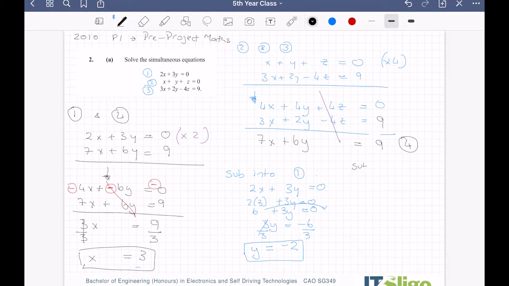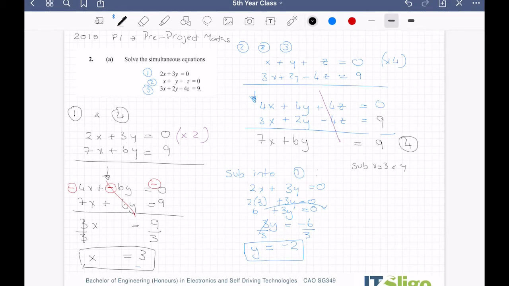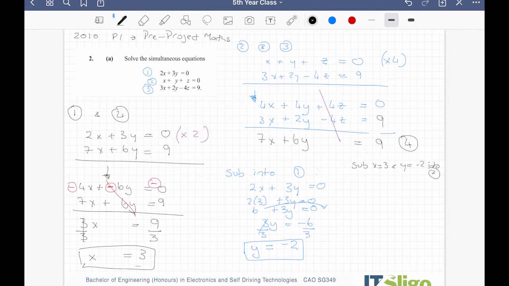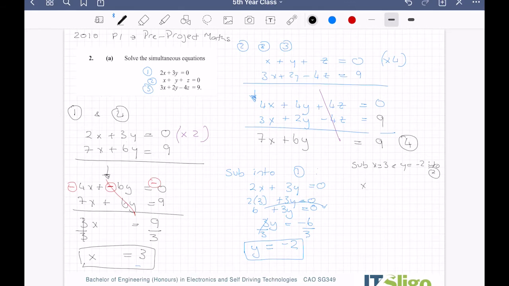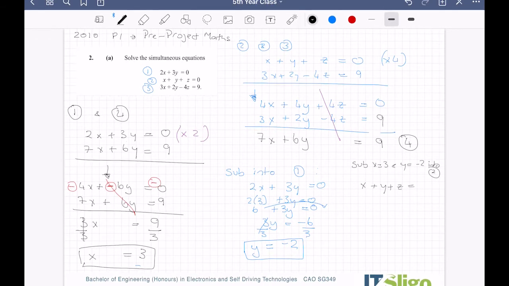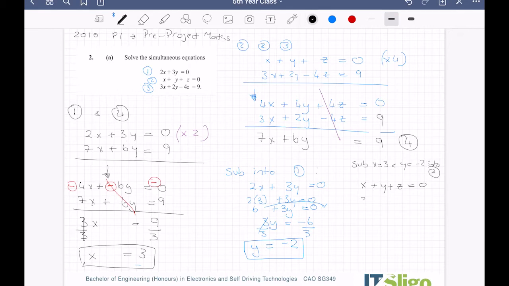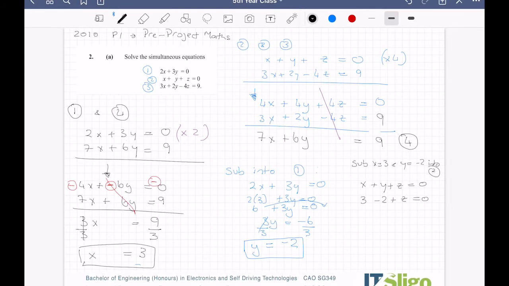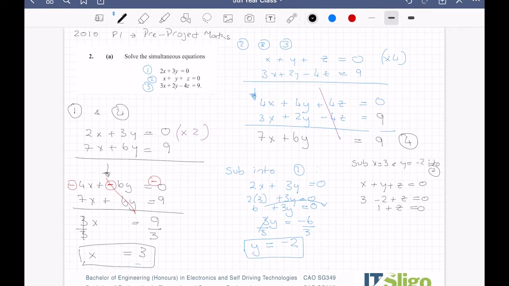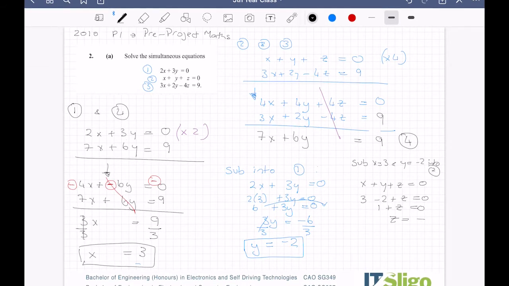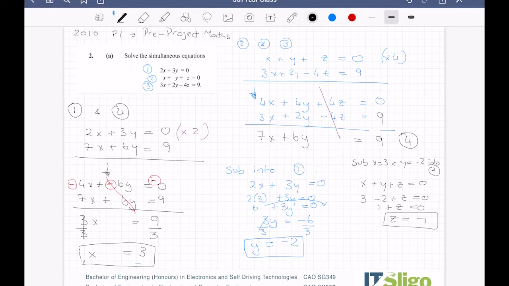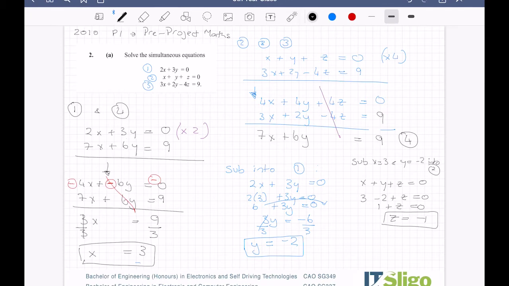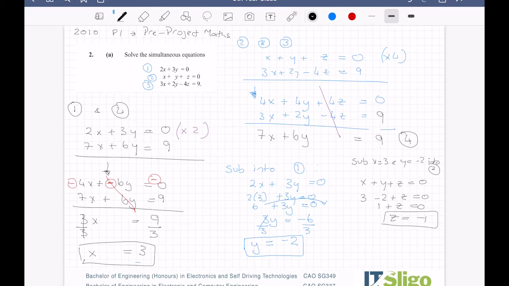So sub x is equal to 3 and y is equal to minus 2 into equation 2. Equation 2 is x plus y plus z is equal to 0. So I have 3 minus 2 plus z is equal to 0. 3 minus 2 is 1 plus z is equal to 0. Bring it over, z is minus 1. Okay. So that's how you solve the simultaneous equations.